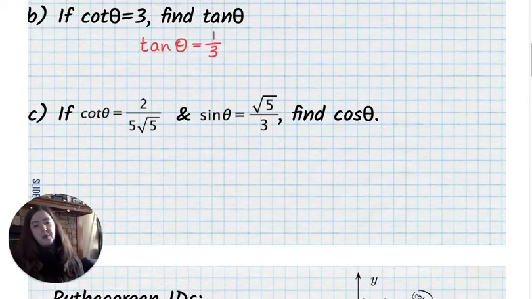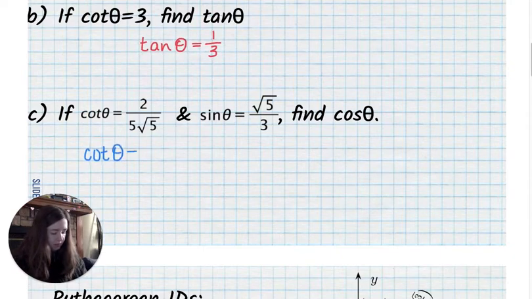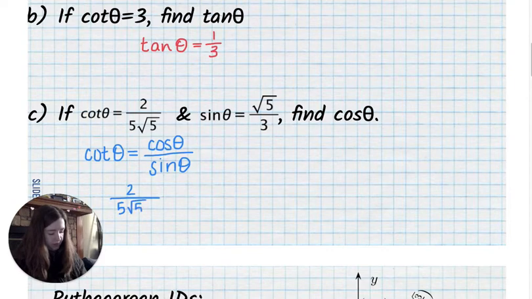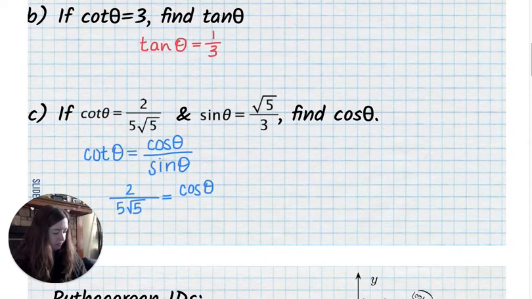So we need to know what sine is in order to solve for cosine. So first of all, let's remember that we know that cotangent is cosine over sine. So we'll replace in what we know. Cotangent was 2 over 5 square root 5. We're trying to solve for cosine. And it said that sine was the square root of 5 over 3.